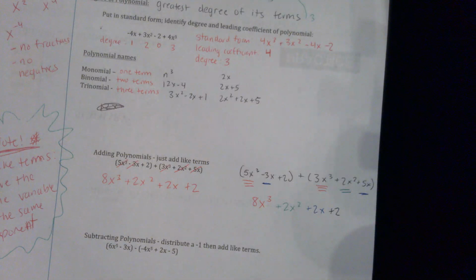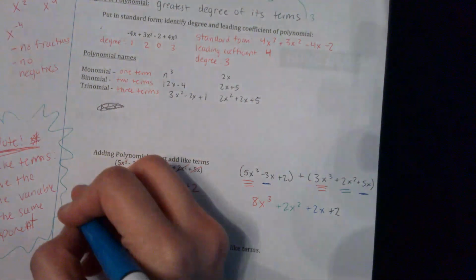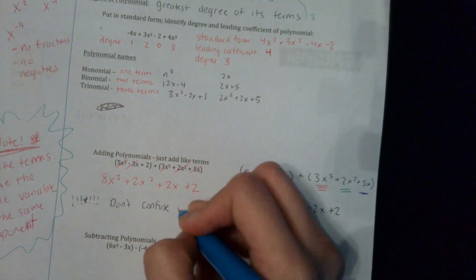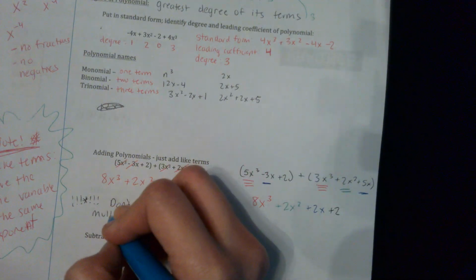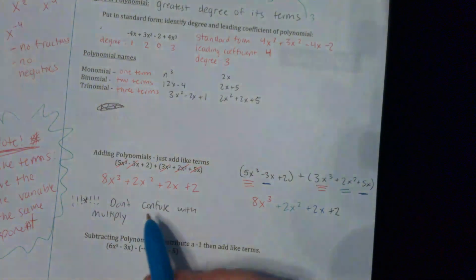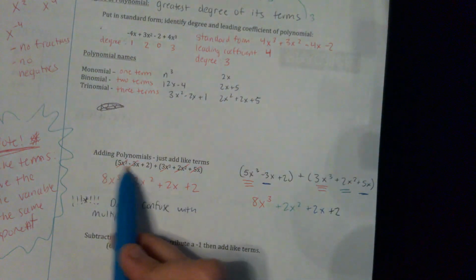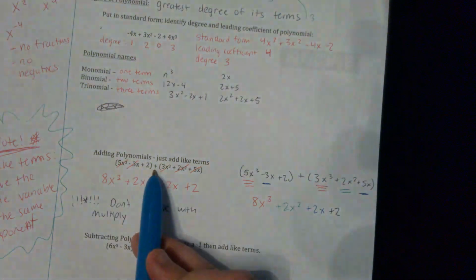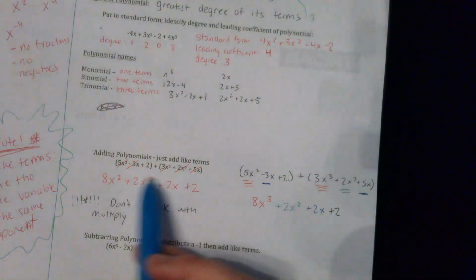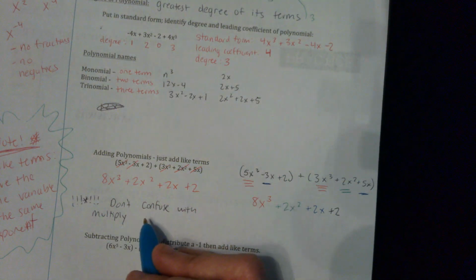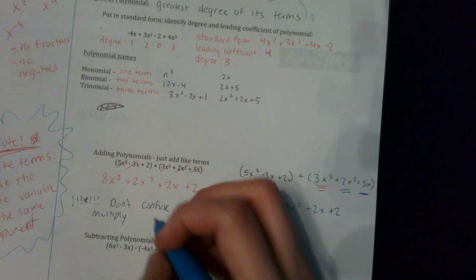Another really important thing is, pay attention. Don't confuse with multiply, right? This is a plus sign, right? So even though there's parentheses, it doesn't mean you always multiply. It's just saying this polynomial plus this polynomial. So don't try and multiply these together by adding exponents, right? Remember when we did the GEMDAS and when you multiplied them, you added exponents, right?